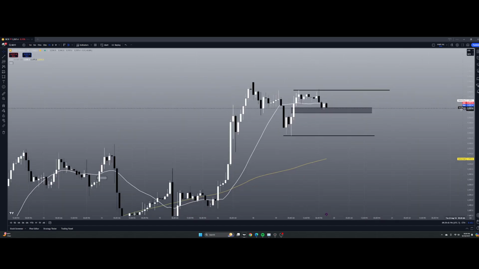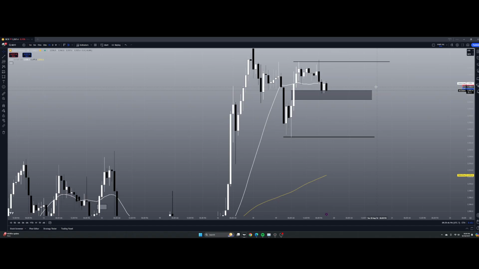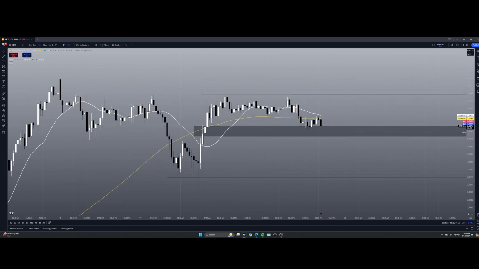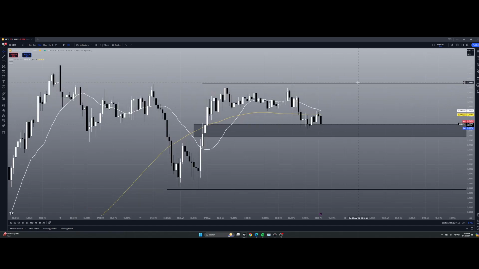So here we can see that we took out the highs, right? So immediately we thought, okay, we're back within the range. We're looking for it to come back to the 50%, because anytime we're back within the range, come back to the 50.